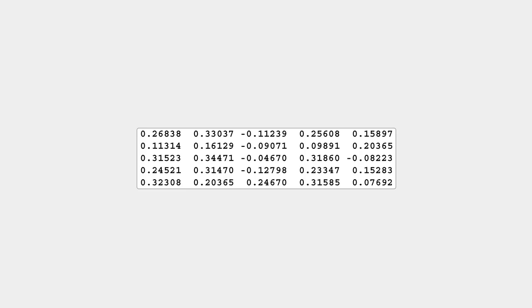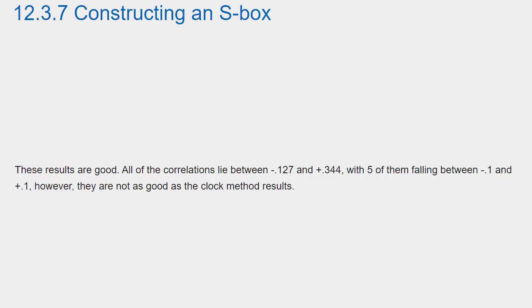This can be tested the same way as the clock alphabet. The results are... These results look good. All of the correlations lie between minus 0.127 and plus 0.344, with 5 of them falling between minus 0.1 and plus 0.1. However, they are not as good as the clock method results.